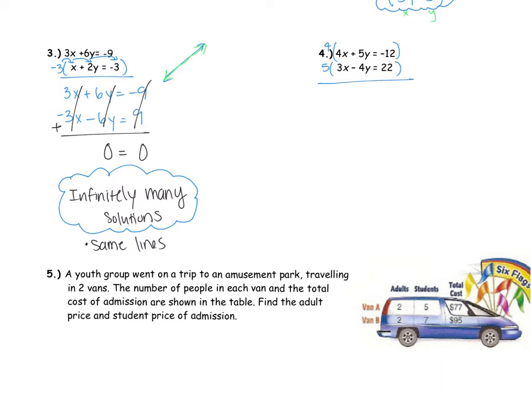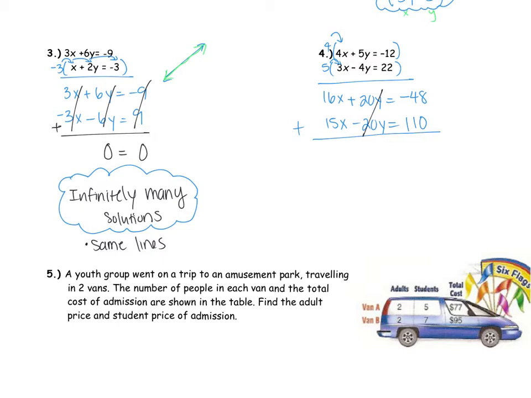So I'm going to go ahead and distribute the 4 in for the top. That would give me 16x plus 20y equals 4 times negative 12 is negative 48. And then I'm going to distribute the 5 into the second equation. So that's 15x minus 20y equals 5 times 22 gives me 110. So from here, I'm going to go ahead and combine the equations. Like I said, my y's cancel.